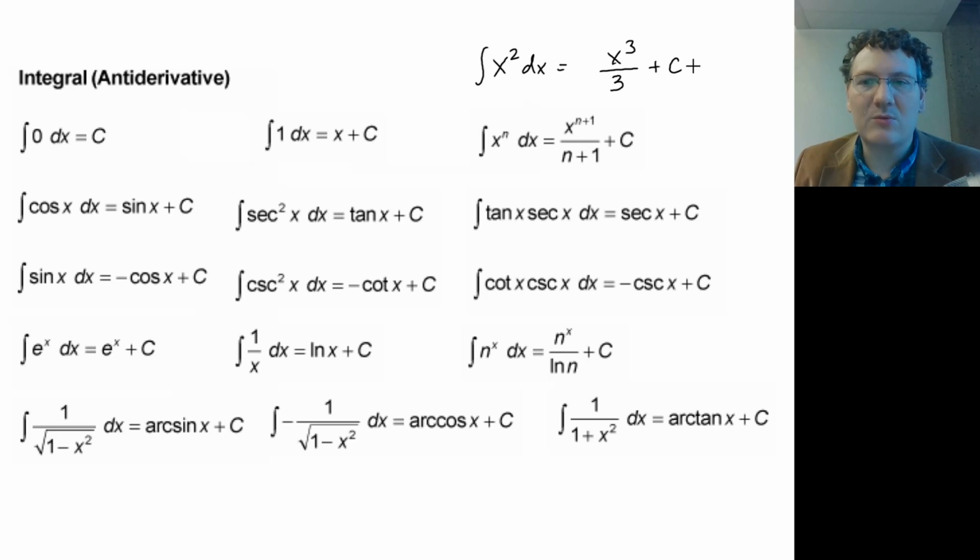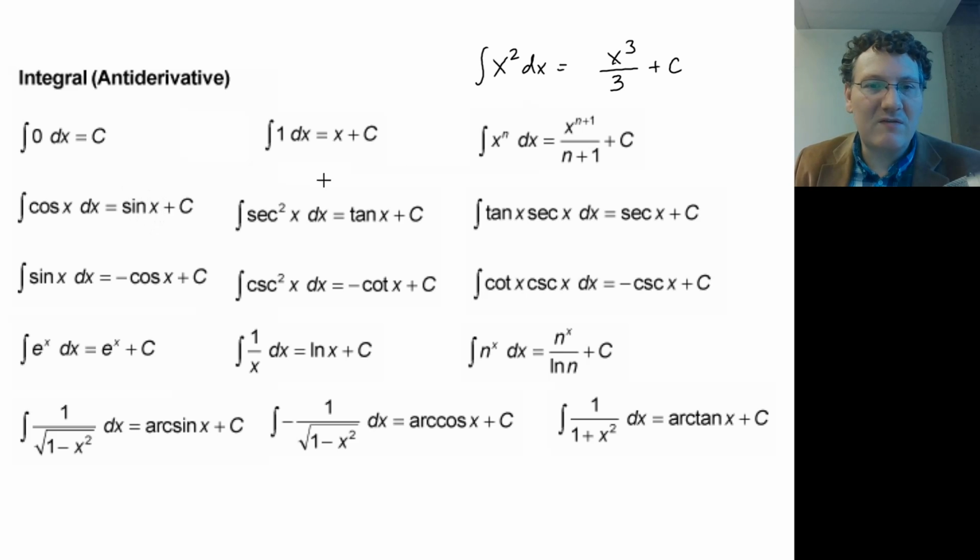Because when you take the derivative of x to the third over 3 plus c, the power rule says that the 3 comes down as a coefficient. The 3 coefficient and the division by 3 cancel, and then you'd have x squared only. The derivative of c is 0, so any value of c would just be gone. So anyway, I just want to show you all of the ones we've learned.